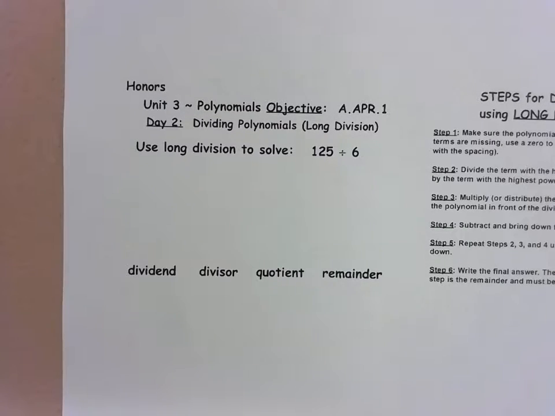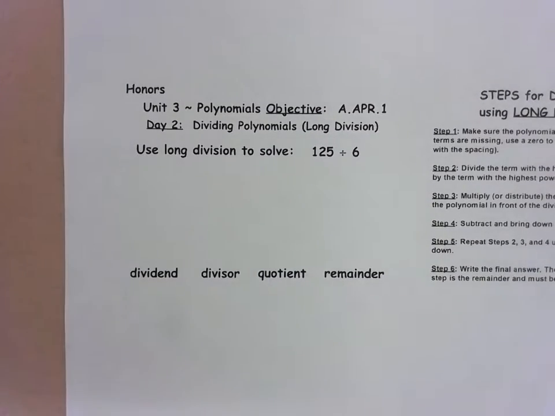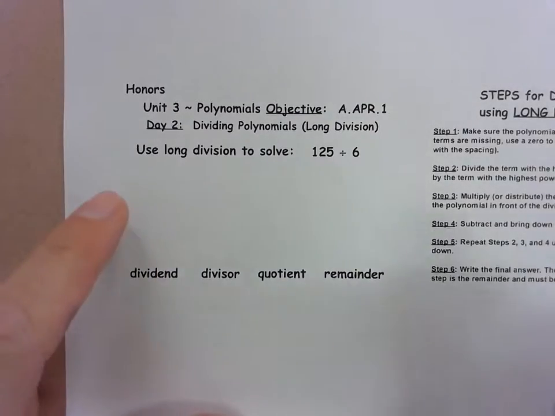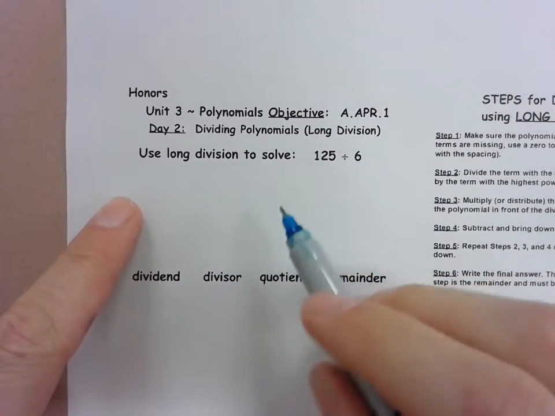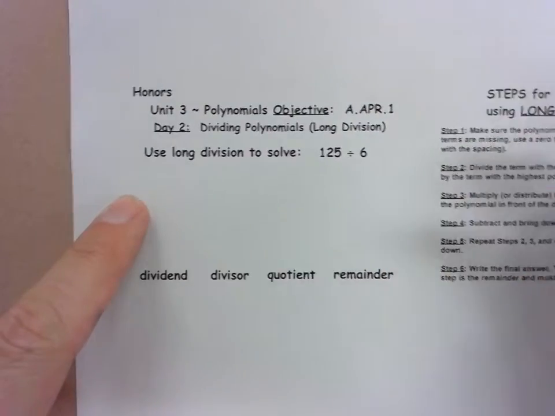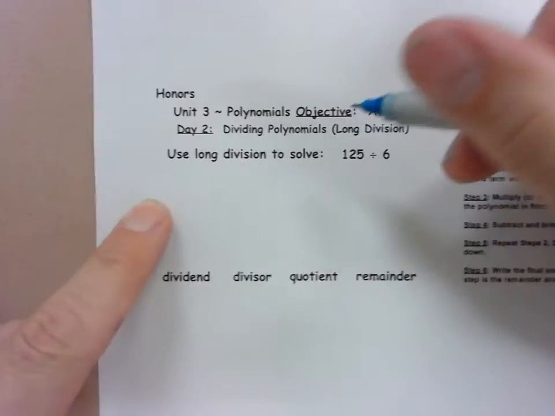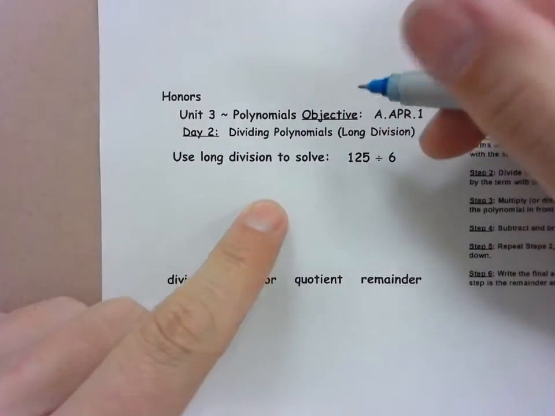All right, today we're going to talk about doing an additional operation with polynomial expressions, and this is going to be division. So we're going to refresh on how to do long division using numbers first so we can kind of model that behavior using polynomial expressions. So let's dig in and refresh on how to do 125 divided by 6.